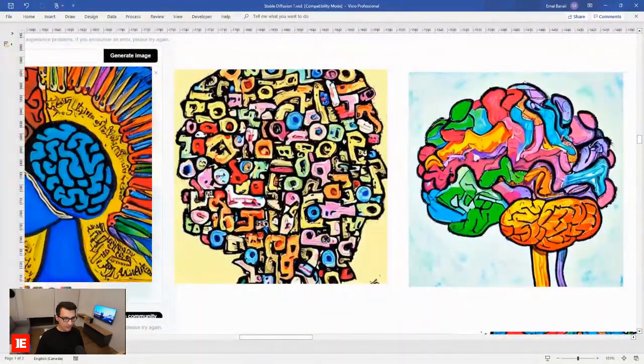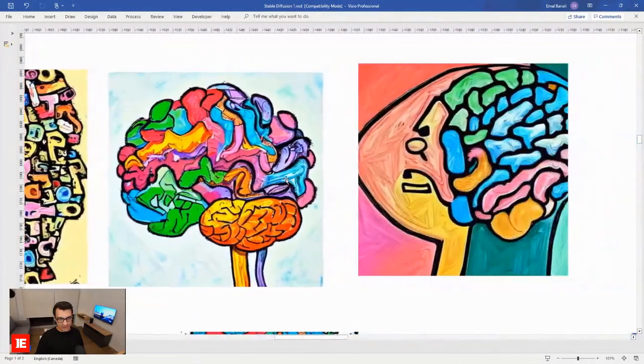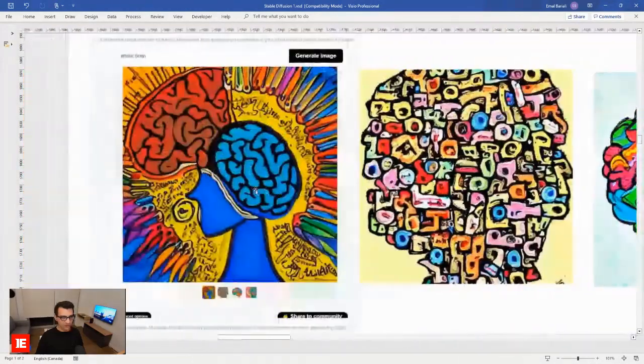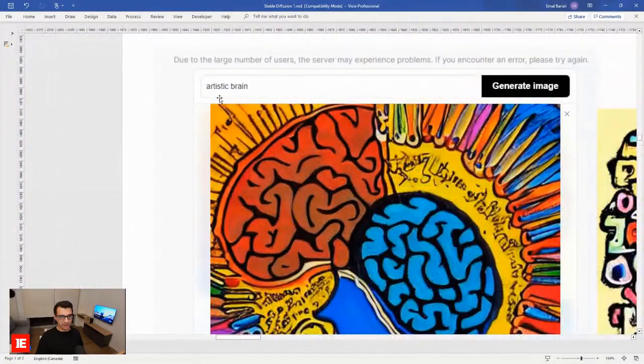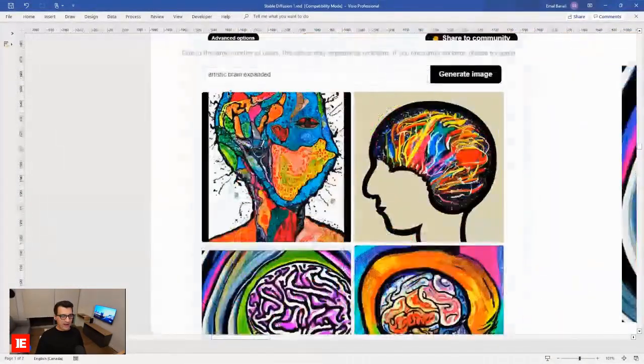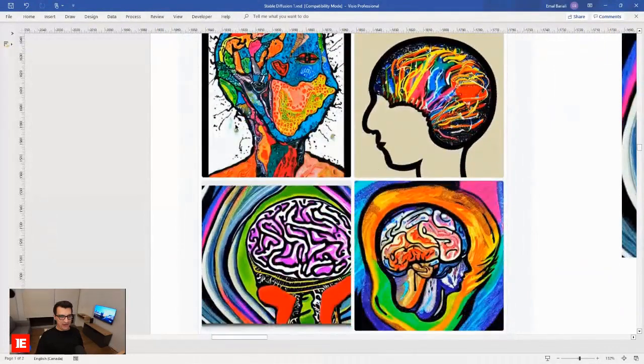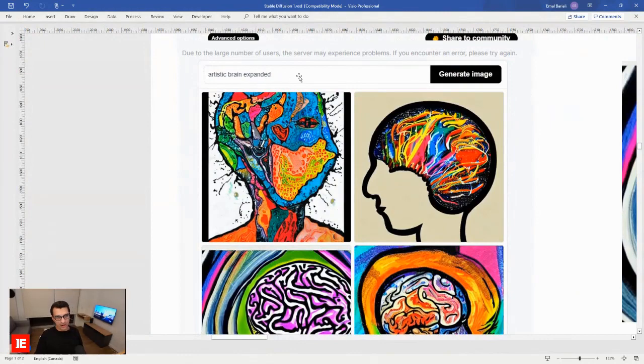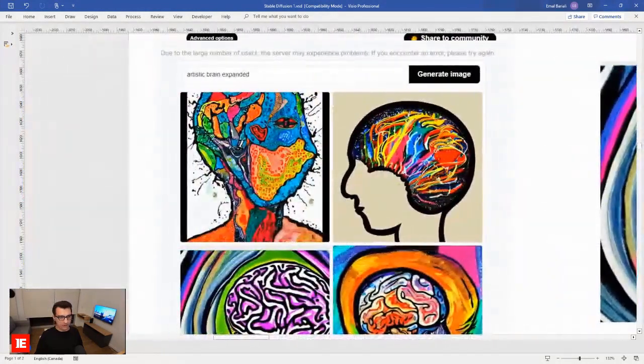Next one is generated looking something like that. Is generated that and that. So all 4 of these were basically when I typed in "artistic brain." Then I added the word "expanded" to this, and I ran it again, and I said "artistic brain expanded." And when you enter in your prompt, it actually generates 4 images. I just kind of separated them out here so we can take a closer look.